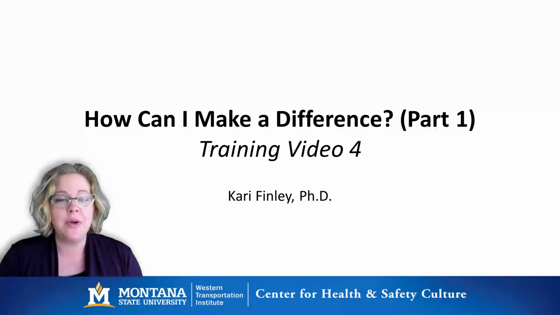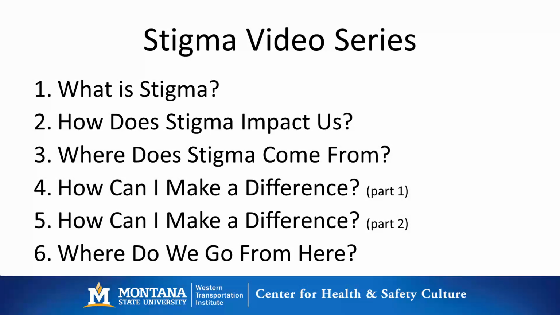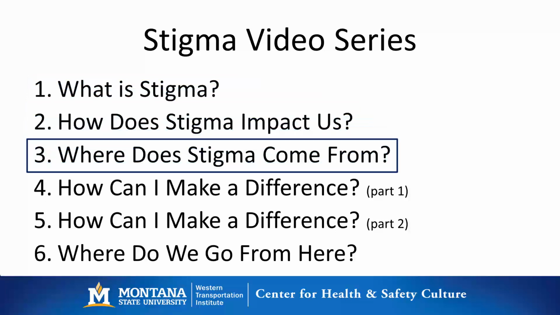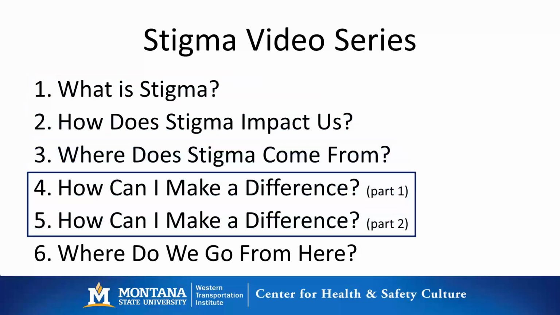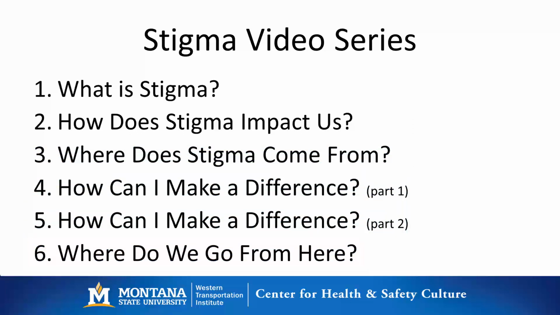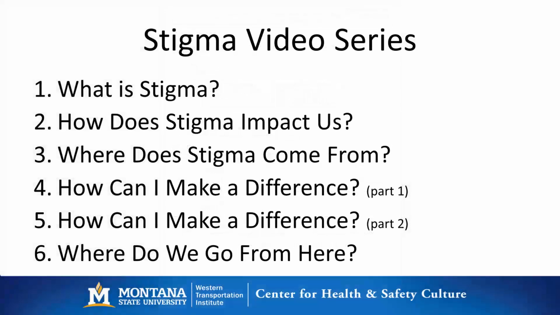This video, called How Can I Make a Difference Part 1, is the fourth in a series of 6 training videos. Other videos in this series include What is Stigma? How does stigma impact us? Where does stigma come from? How can I make a difference? Part 1 and 2, and where do we go from here? Each video in the series is approximately 7 to 10 minutes long, and we encourage you to review and discuss all 6 videos. There's a handout that goes along with each video, and we encourage you to take notes and fill in the sections on the handout. Please feel free to pause the video or repeat sections as needed.